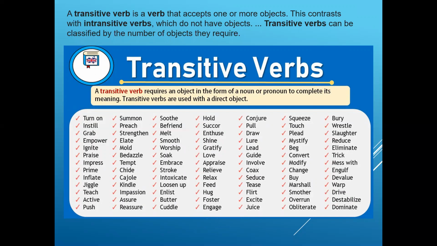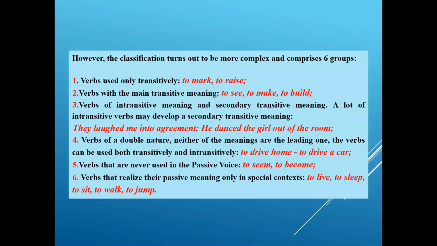Transitive verbs can be classified by the number of objects they require. However, the classification turns out to be more complex and comprises 6 groups. Verbs used only transitively, verbs of main transitive meaning, verbs of intransitive meaning and a secondary transitive meaning. A lot of intransitive verbs may develop a secondary transitive meaning, like, for example, 'he laughed me into agreement,' or 'he danced the girl out of the room.'